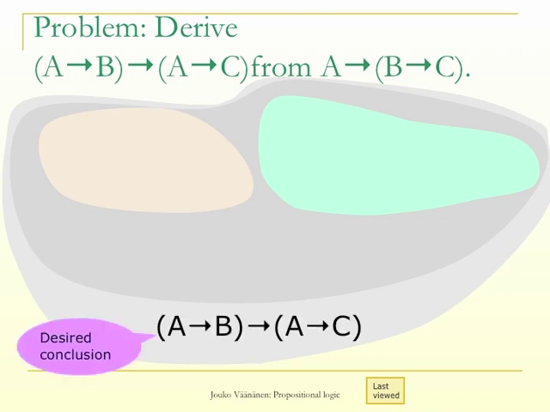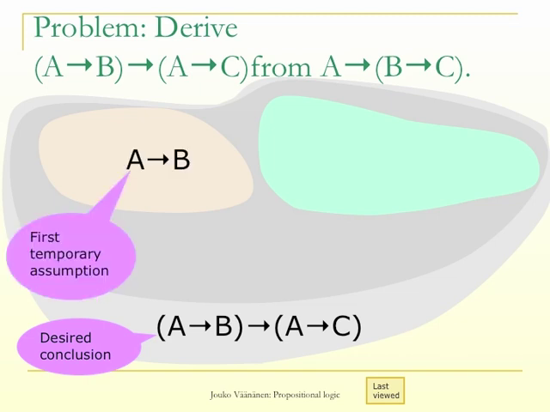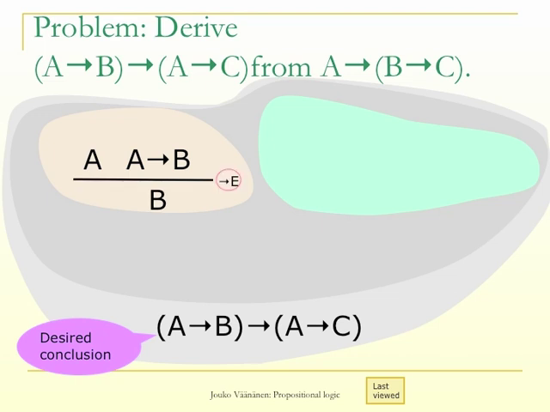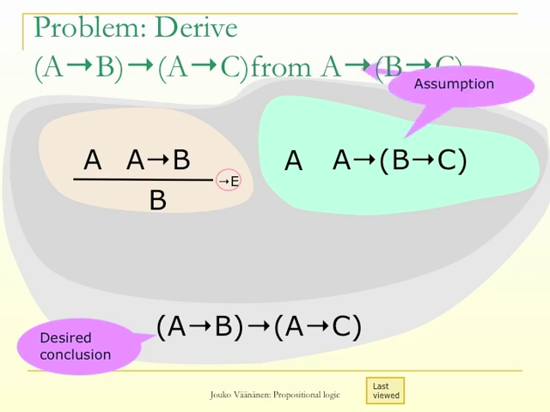We set the stage for an application of the implication introduction rule. We make the temporary assumption A implies B. In order to derive A implies C, we next assume A and try to derive C. From A and A implies B, we get B. From A, and A implies (B implies C), which is an assumption, we get B implies C.